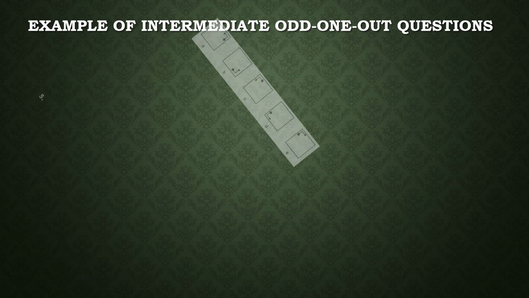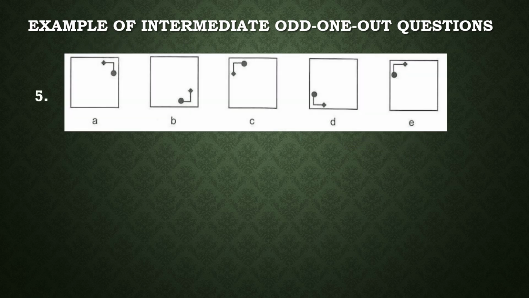Now let's have a look at another example. In this example, we see a square in all options, and then we see two shapes connected with a line following some pattern. If we look closely here, if we go clockwise, the circle comes first and then there is a diamond. The circle is first and then there is a diamond.